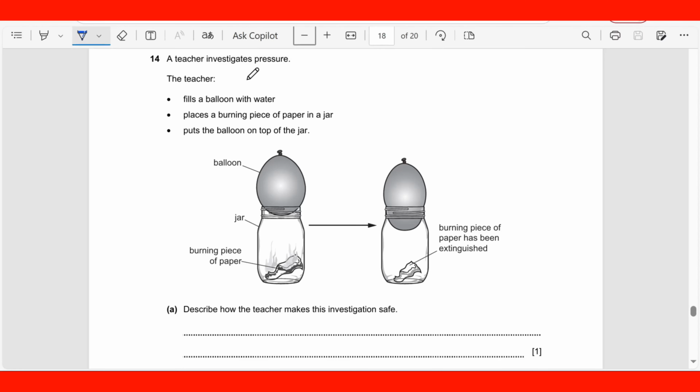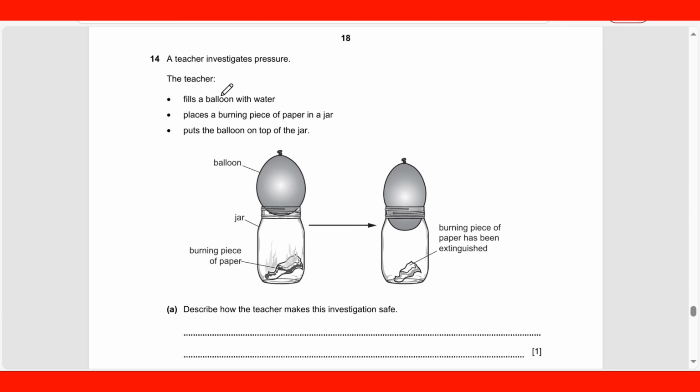Okay, 14. A teacher investigates pressure. The teacher fills a balloon with water, places a burning piece of paper in a jar, and puts the balloon on top of the jar. Describe how the teacher makes this investigation safe.